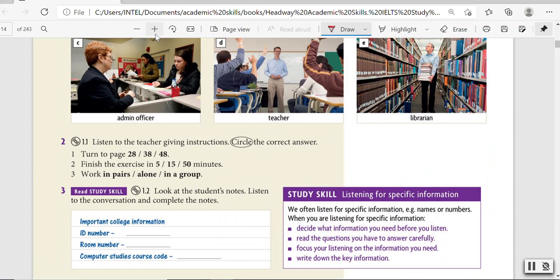Exercise number 2 in this unit. Listen to the teacher giving instructions. Circle the correct answer. We have three sentences here, and for each one we have three options. While you are hearing the audio, you must decide which one is the correct answer. Try to circle the correct answer. Please bring a pen and paper to decide which one is the correct one.